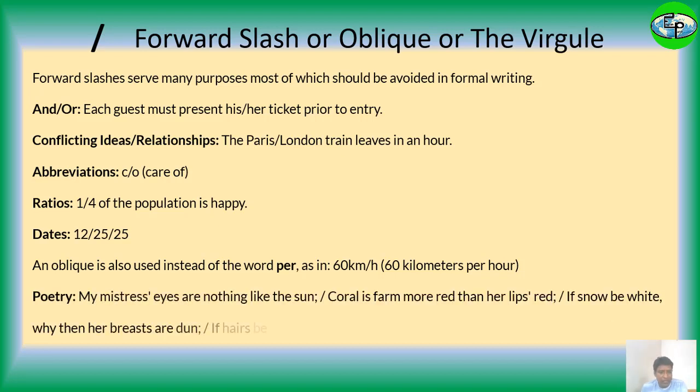My mistress' eyes are nothing like the sun; / Coral is far more red than her lips' red; / If snow be white, why then her breasts are dun; / If hairs be wires, black wires grow on her head. Taken from Shakespeare's Sonnet 130.